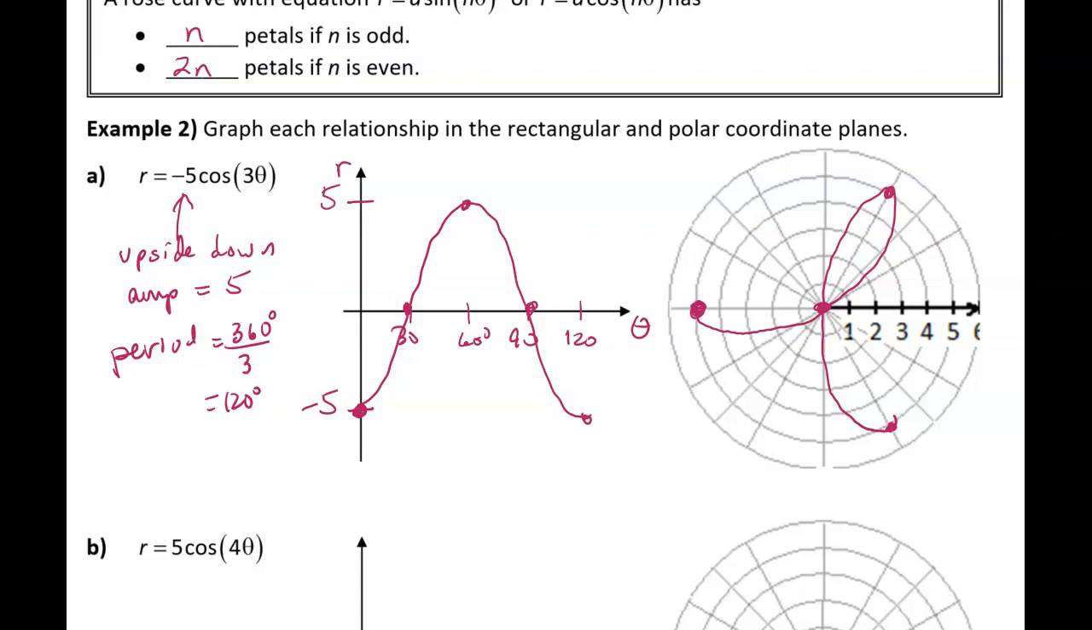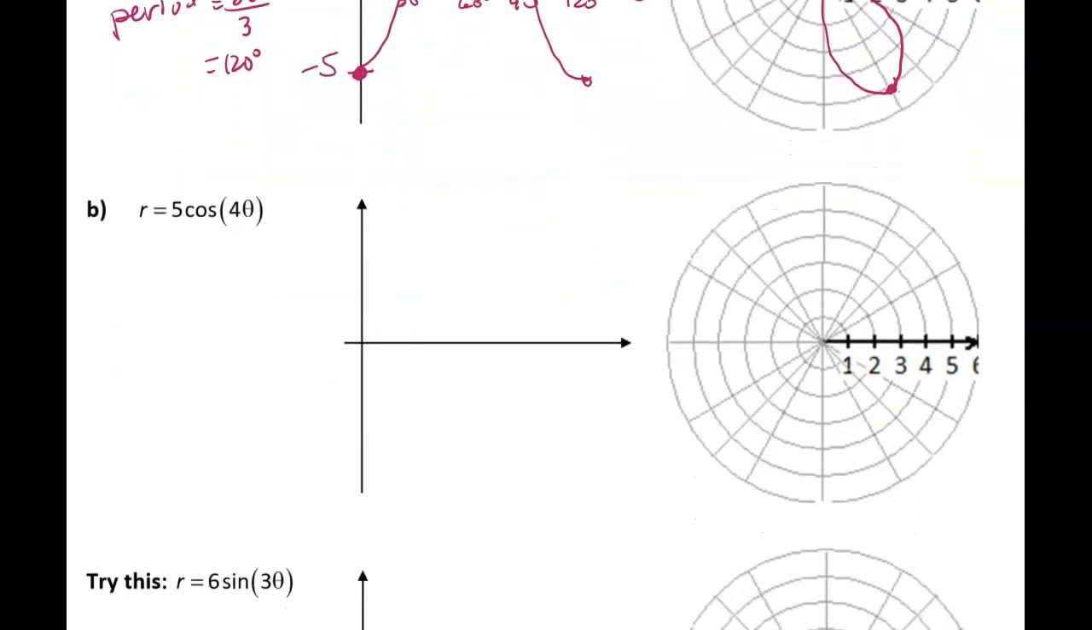Now we're not quite finished, right? So what's going to happen after that? Well, the graph is going to go back to 0 on the next 30 degree interval. And then between 150 and 180, the graph is going to go to positive 5. And then we have all of our 3 petals. All right, let's try another one.